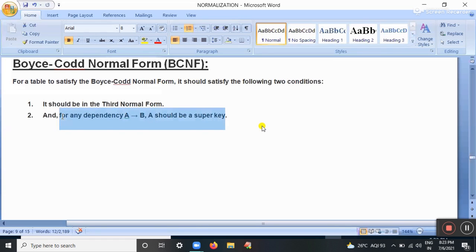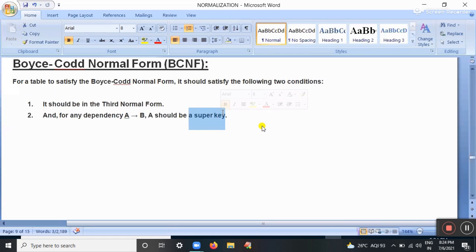So the first rule: your table should satisfy the third normal form, meaning there are no transitive dependency columns. The second: for any dependency A to B, A should be a super key. Suppose B depends on A, then B should be a super key. The new word here is super key. What is a super key?